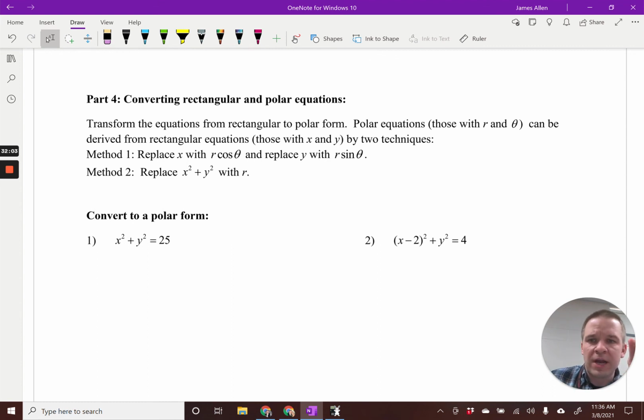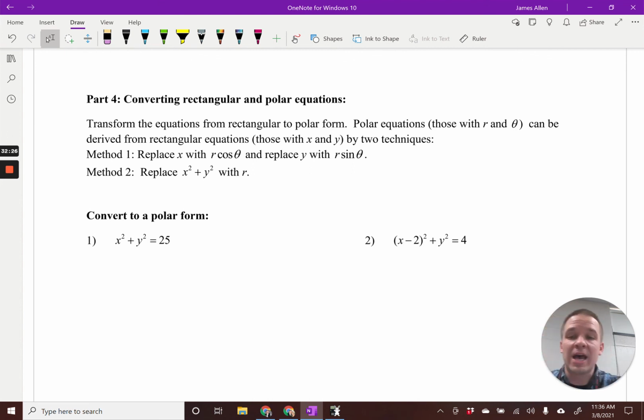All right. So now converting rectangular and polar equations, not just coordinates. So transform the equations from rectangular to polar form. All right. So these are rectangular forms for their first examples. Polar equations, remember, those have r and theta, right? And they can be derived from our rectangular equations by two different techniques, generally. Replace the x with r cosine theta and y with r sine theta.